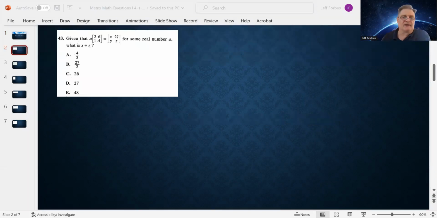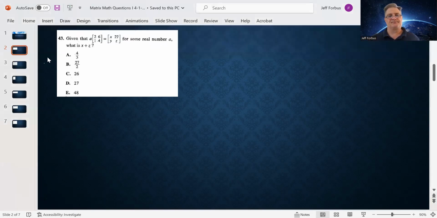Okay, so notice we've got A, which represents a whole number, multiplied by a matrix, and it's equal to a matrix that's got X, Y, and Z in it. And we only have one number there. So the first thing we need to think about: we have A times 2, 1, 6, and 4, and that's equal to X, Y, 27, and Z. Now notice there's only one number in the result, which is 27.